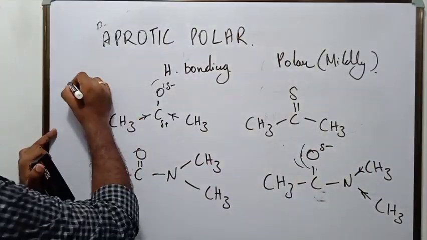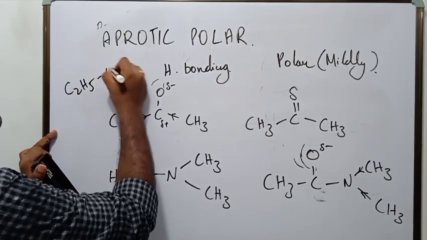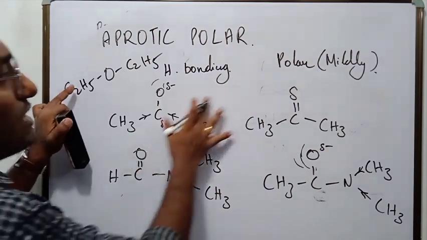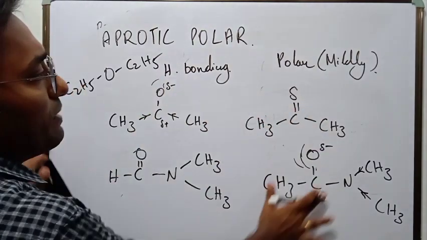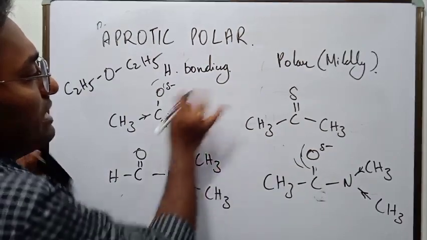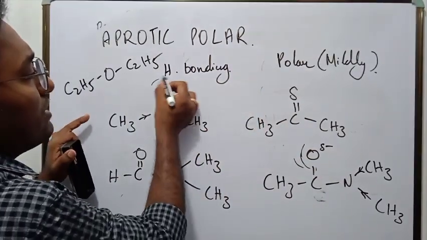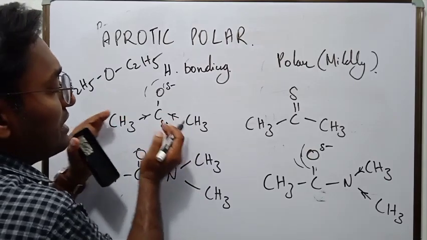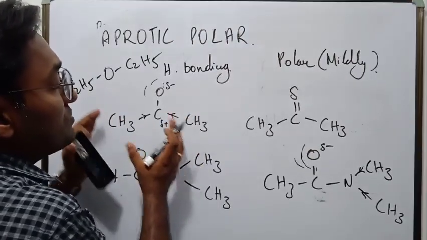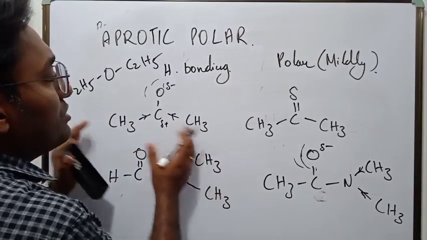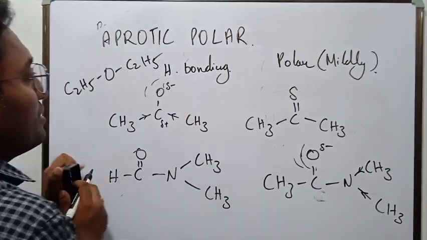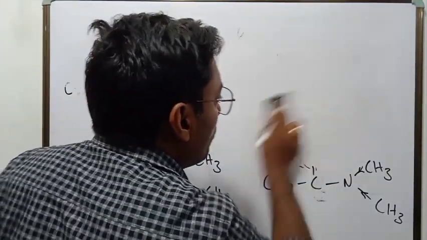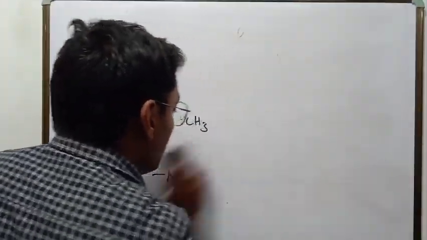Another example is diethyl ether, C2H5-O-C2H5. So all these are examples of aprotic polar solvents. They are mildly polar, they do not exhibit any hydrogen bonding, and the negative end plays a big role here. The intensity of the positive charge is drastically reduced by the pumping groups around it. Aprotic polar. Now let us look at how it plays a role in SN1 and SN2 reactions.